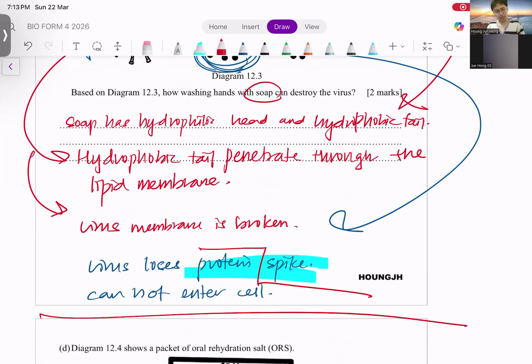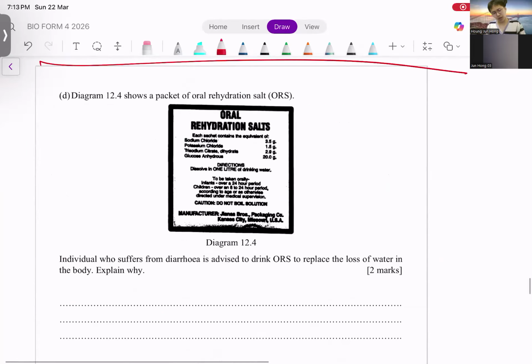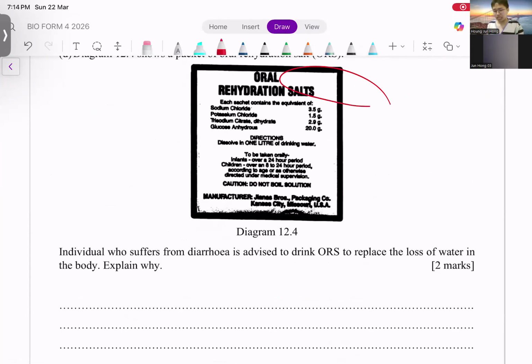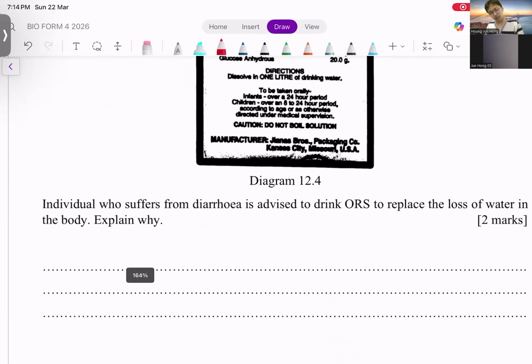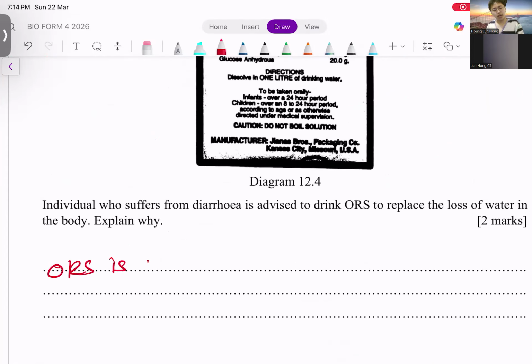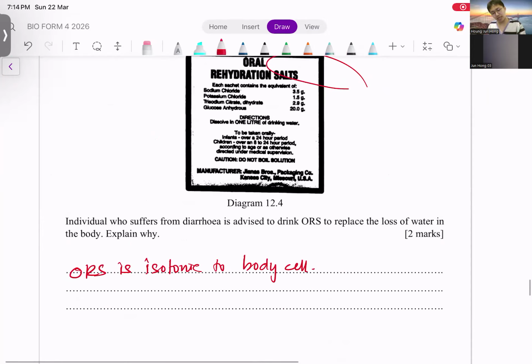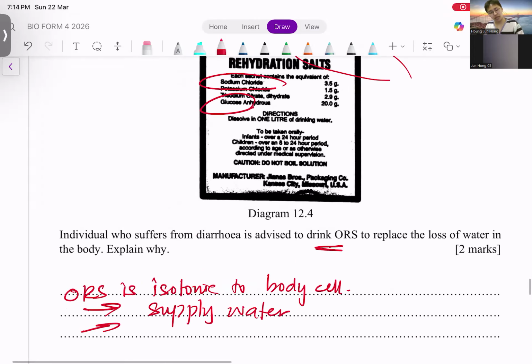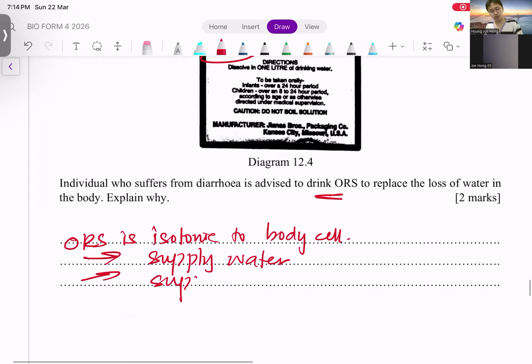Let's move on to the last question. Next one, we have this one, ORS. So what is ORS? Remember, it's an isotonic drink. Because ORS is isotonic to body cells, you can supply water. You can also supply the extra stuff. In this case, you can see sodium chloride and glucose. I think those are quite important. So you can supply salt and also glucose.